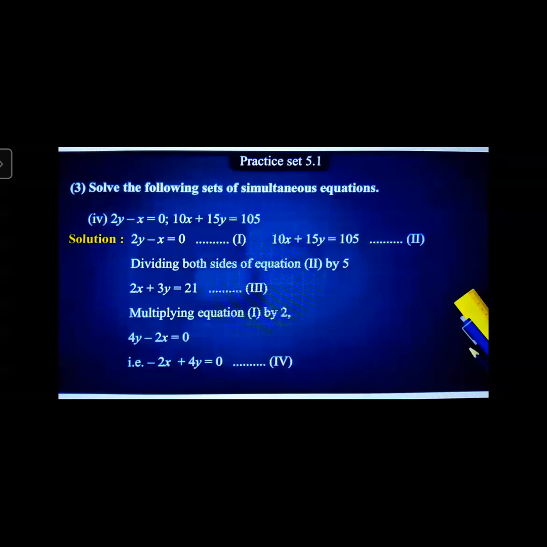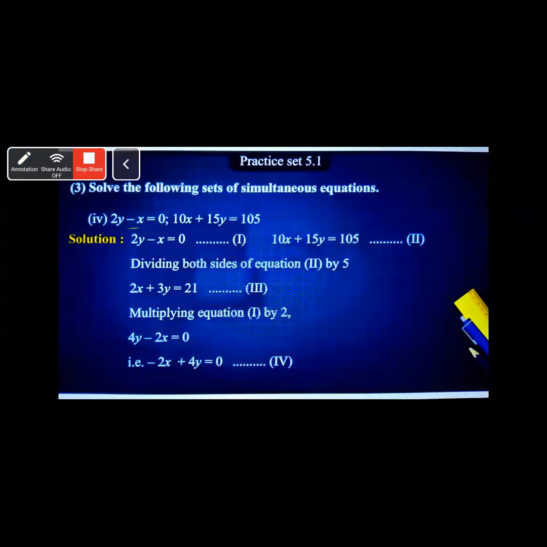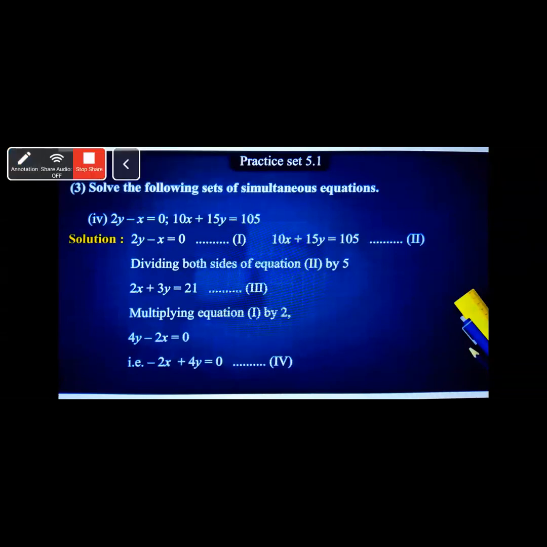Now we have to multiply the first equation by 2. Why? Because we need the 2x and 2x the same. Here only minus x is there, so we will multiply the first equation by 2. You get 4y minus 2x is equal to 0, since 0 multiplied by 2 is 0. So we arrange it in general form: minus 2x plus 4y equal to 0. This is going to be your fourth equation.